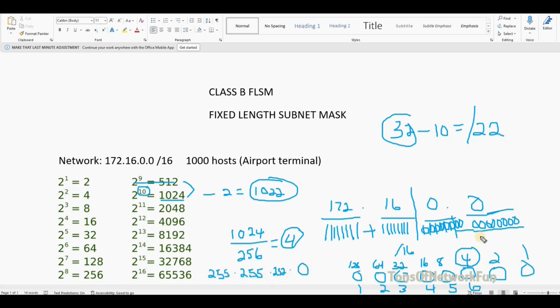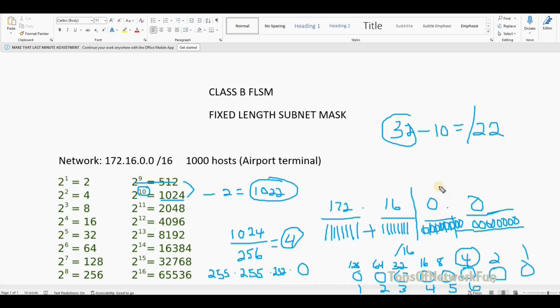255.255.252, and then the last octet here we didn't touch anything, we still have 8 zeros. That means it's just 0. So our new subnet mask is 255.255.252.0. How 252? Again we borrowed 6 bits from the third octet.